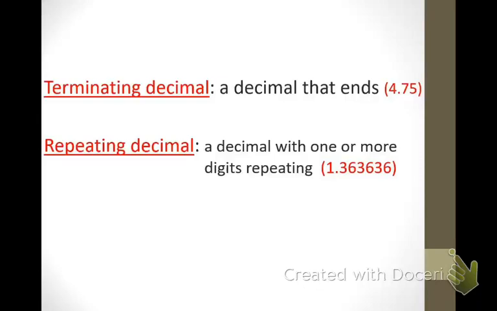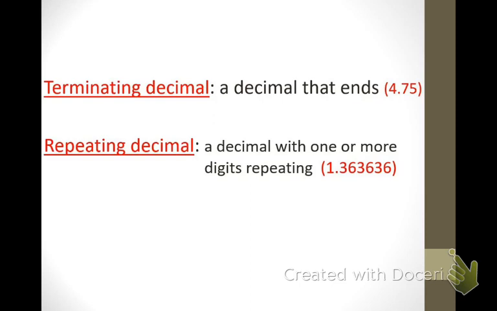The first one is a terminating decimal. How many of you have ever heard of someone's job terminating before? It means it came to an end, okay? Either the company closed, so they didn't have a job anymore, or the person was let go, so their job was terminated. In any case, terminating means a decimal that ends.